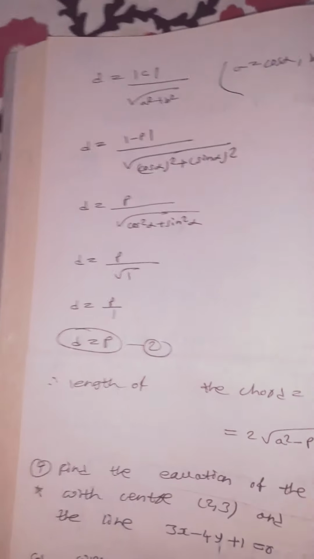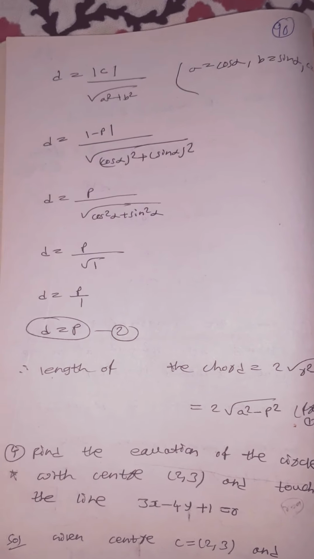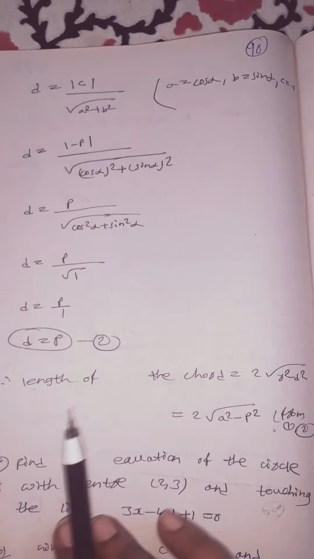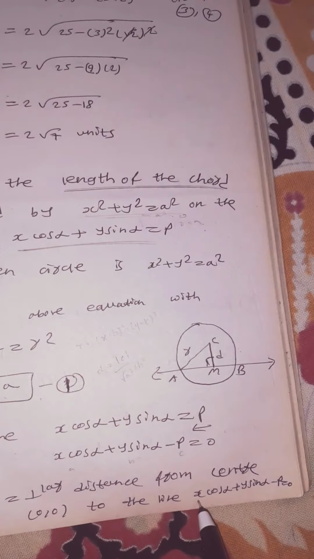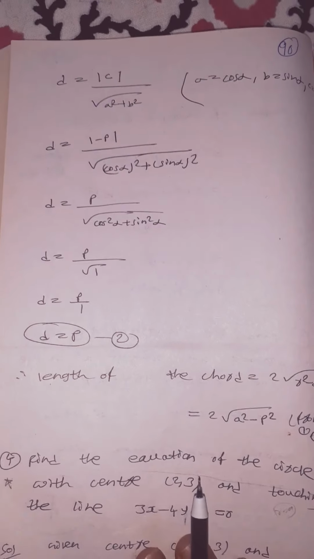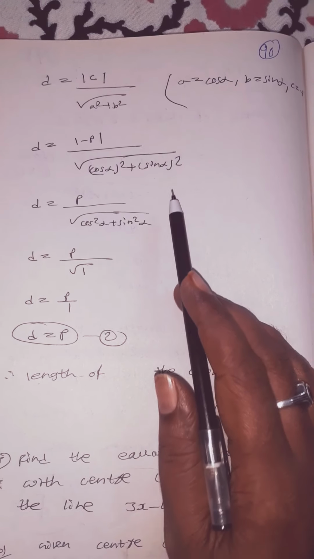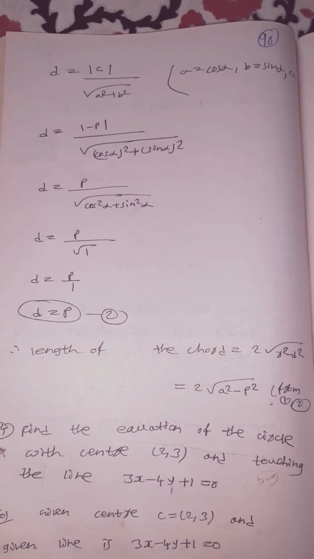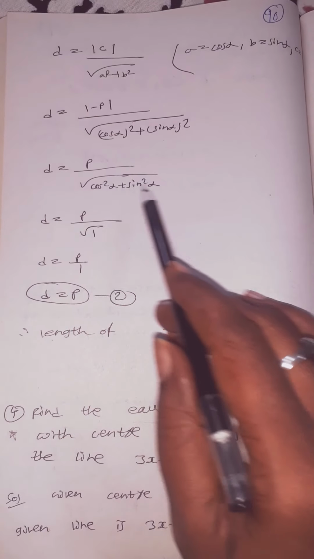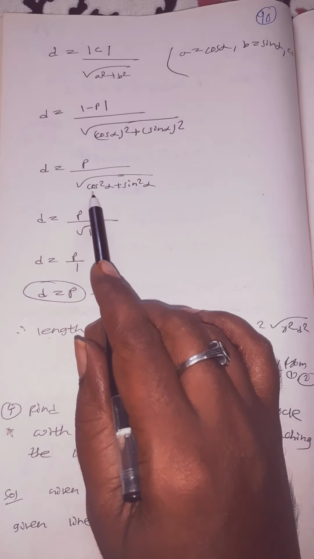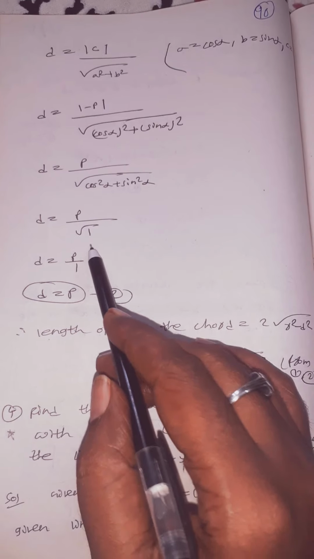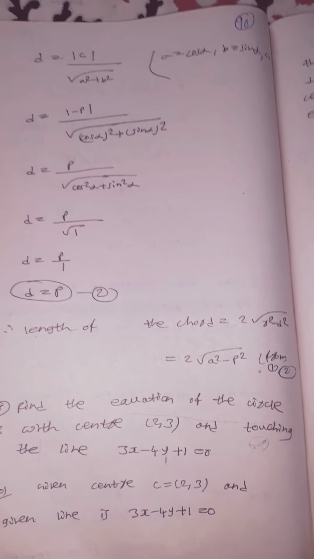So direct formula, children, whenever the origin is given, we have the direct formula: perpendicular distance is mod c by under root a square plus b square. So here a is cos alpha, b is sin alpha, c is minus p, children. So the c value is minus p, by a square means cos square alpha plus b means sin square alpha. Modulus of negative is positive, children. P by cos square alpha plus sin square alpha. We know that in trigonometry cos square theta plus sin square theta is 1. So cos square alpha plus sin square alpha is 1. So root 1 is 1. So d is equal to p, children.